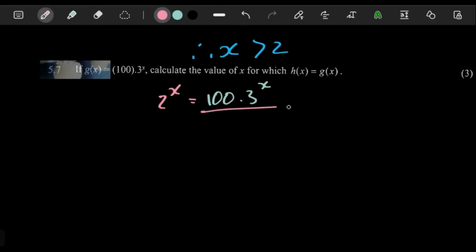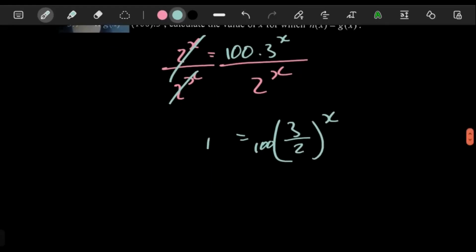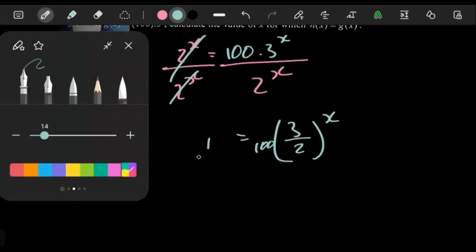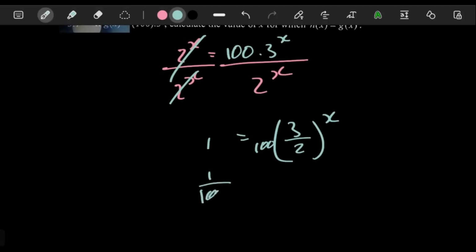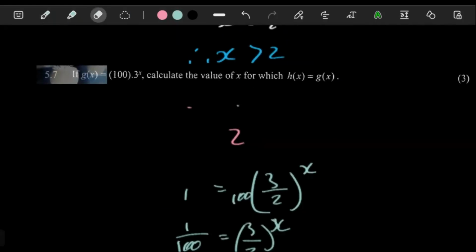Let's maybe try dividing both sides by 2 to the power of x. I feel like we're going to fall into the same dilemma, because this is going to give you 3 over 2, to the power of x, equal to 100. The thing is, same idea. If you divide both sides by 100, you're going to have 1 over 100, and these will never match up. So yeah, we are in for it. I think I'm probably just overthinking it a bit.